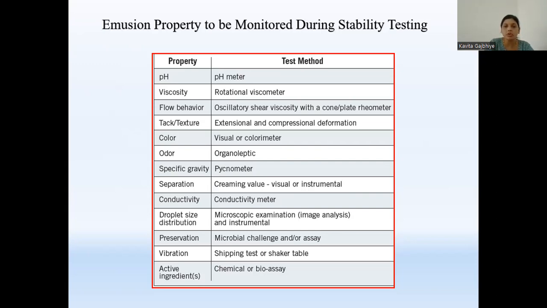Vibration and shipping tests or shaker tables are generally useful. For active ingredients, chemical or bioassay methods can be used to check the properties of the active ingredients.